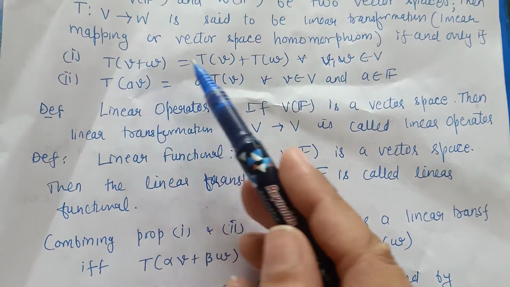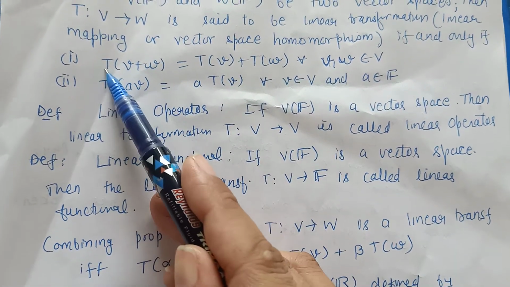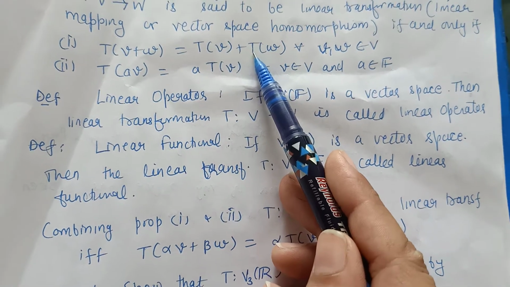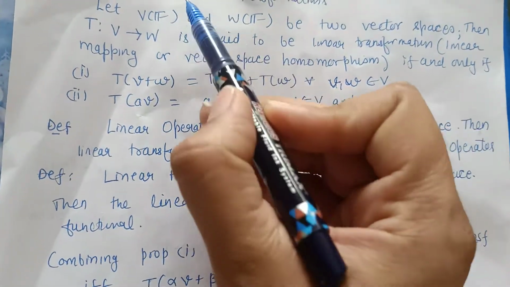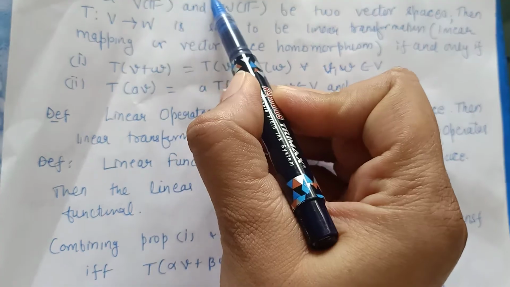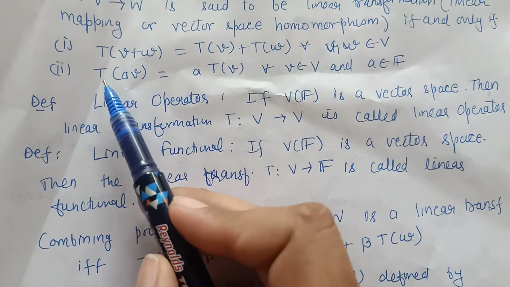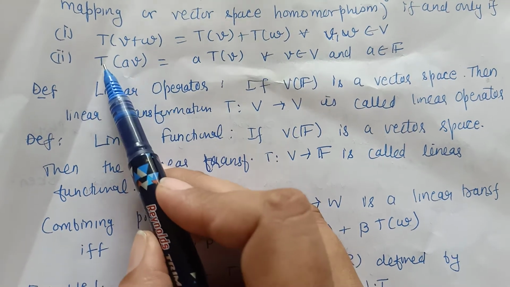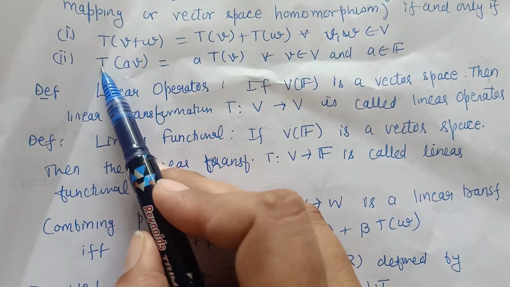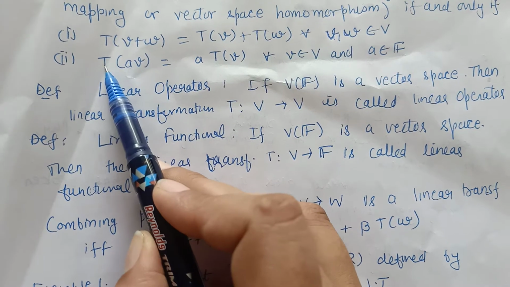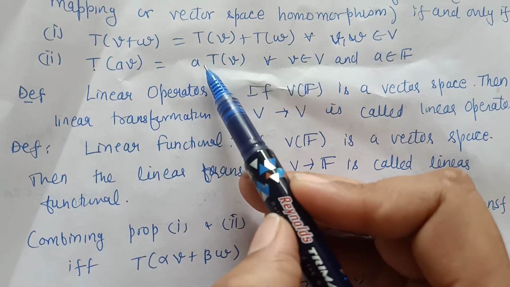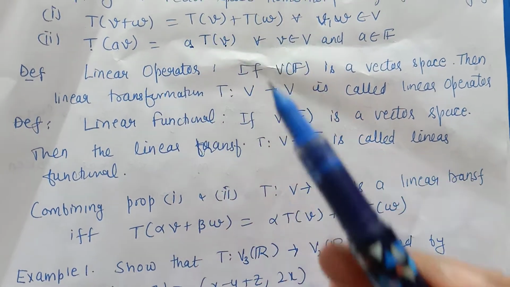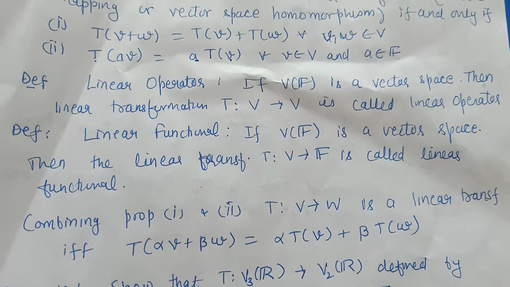You can either add the vectors and then apply T, or you first apply T to the vectors and then add them. This is the linearity property. That is why the name linear came from. And another is, if you have a scalar multiplied with this vector inside T, you can either multiply the vector and scalar and then take the transformation, or you first transform V and then multiply by the scalar. This is a linear transformation.